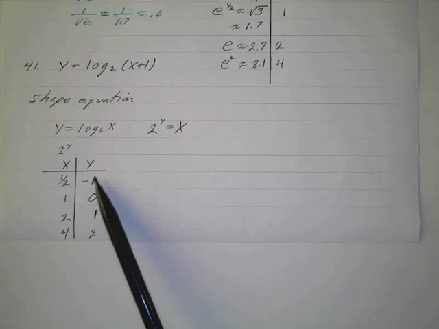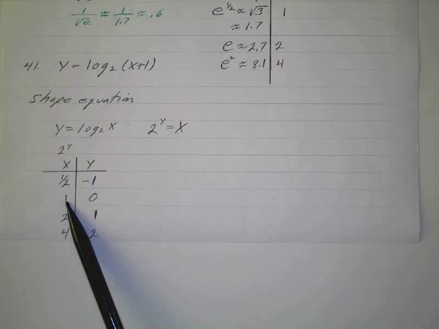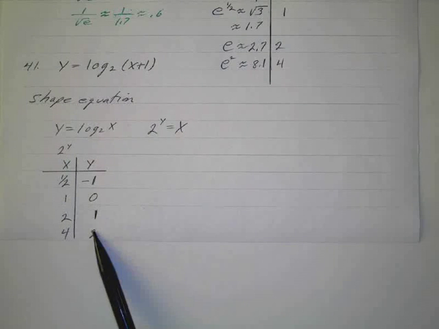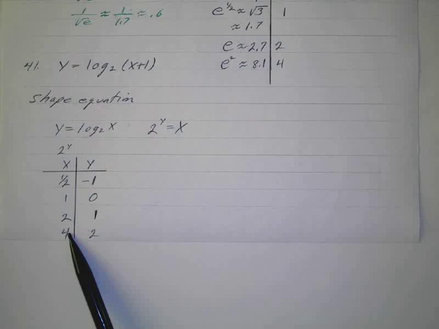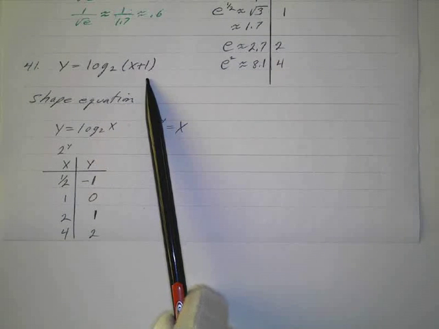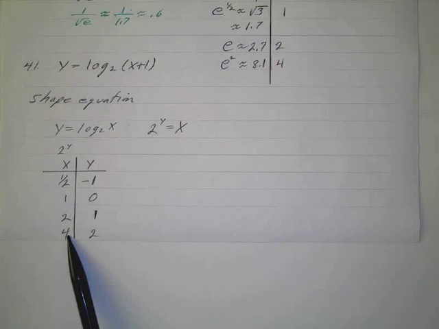And again, we'll just use a few points. When y is negative 1, 2 to the negative 1 is 1/2. When y is 0, 2 to the 0 is 1. When y is 1, 2 to the first power is 2. When y is 2, 2 squared is 4. So we've got some points. We're just going to shift these over. I'm going to go 1 to the left, so I would just subtract 1 from each of these x values. And that's all it would be.